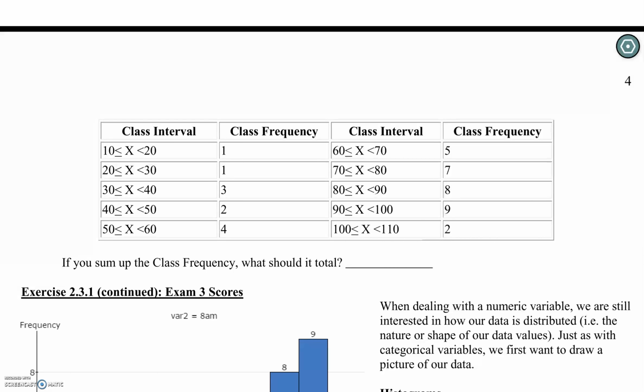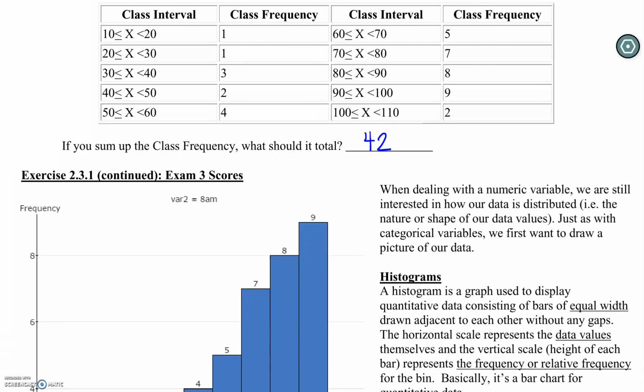So we don't have any real gaps here in terms of missing data, but we do have some pretty low data. If we sum up all of these values in the class frequencies, they should sum to our total number that we originally had. So I had 42 students in the class at that point, so there should be 42 on this table.